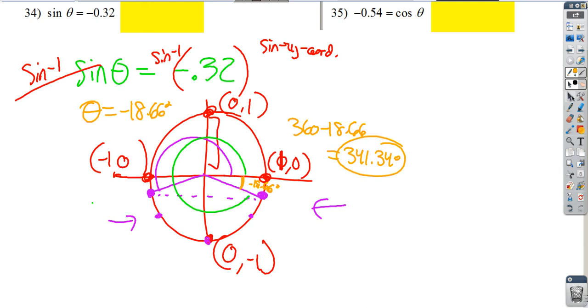Okay, and then how do we find this other one? Let me put it in yellow. This angle right here is also 18.66, but it's 180 plus that extra 18. So 180 plus that angle will be 198.66. Very easy to check if we did this correct, by the way. So let's just take the sine of that angle, and we should get this number right here. We should get negative 0.32.